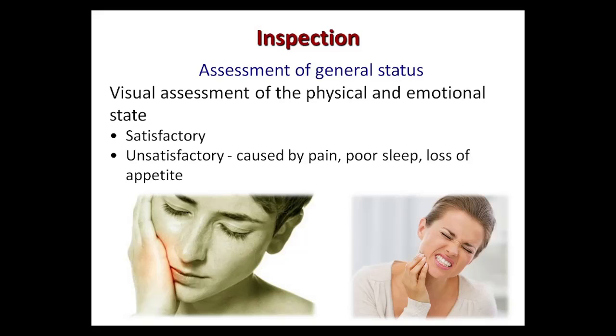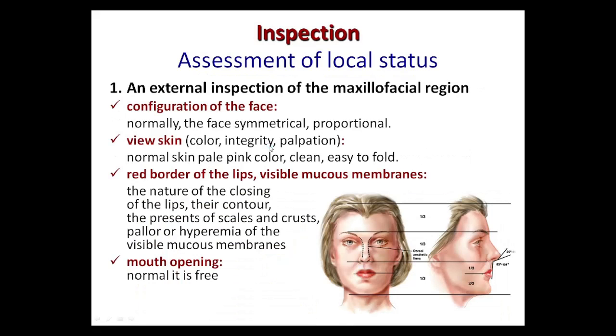Next method, number 2 in basic group, is inspection. And first we assess the general status. Assessment of general status of patient. Visual assessment of the physical and emotional state. It may be satisfactory or unsatisfactory, caused by pain, poor sleep, loss of appetite, and so on. And more detailed assessment of local status.